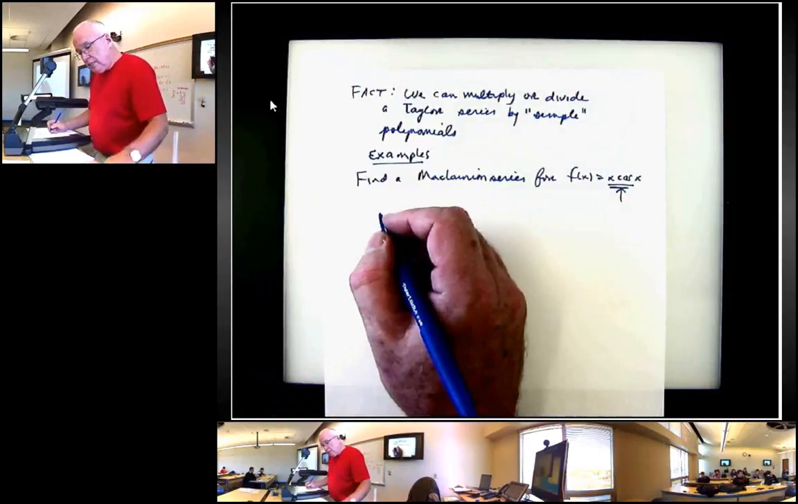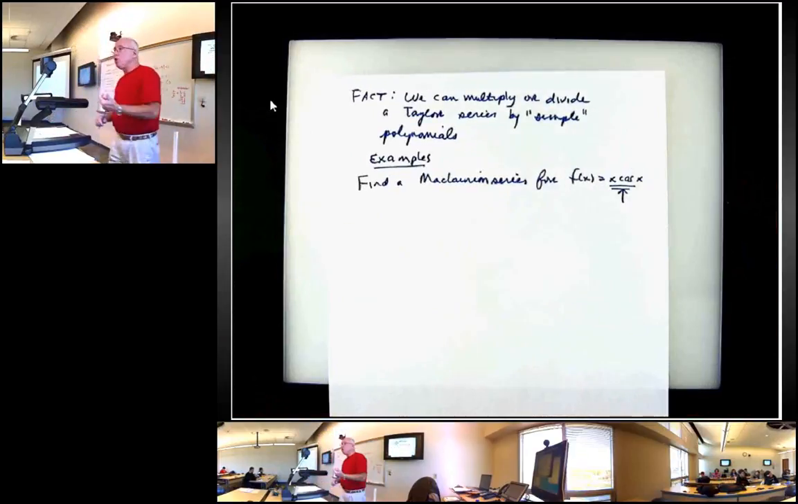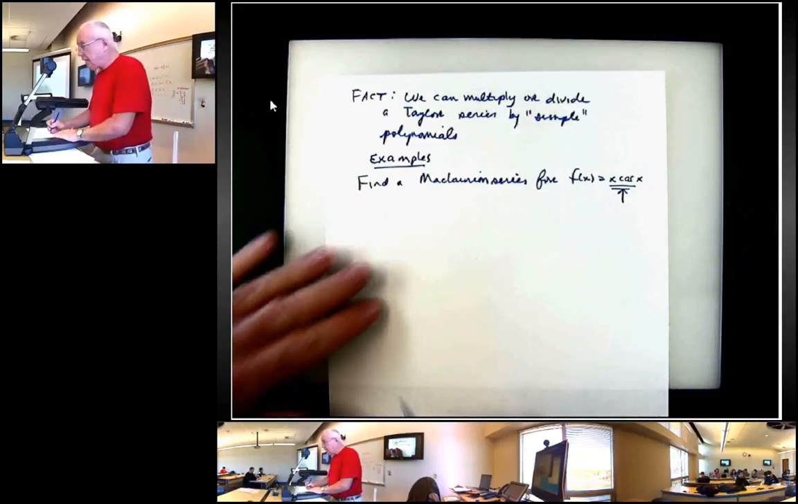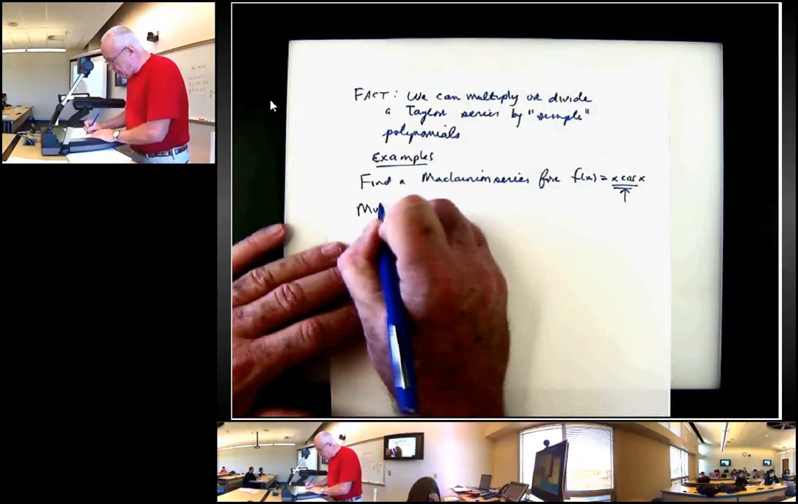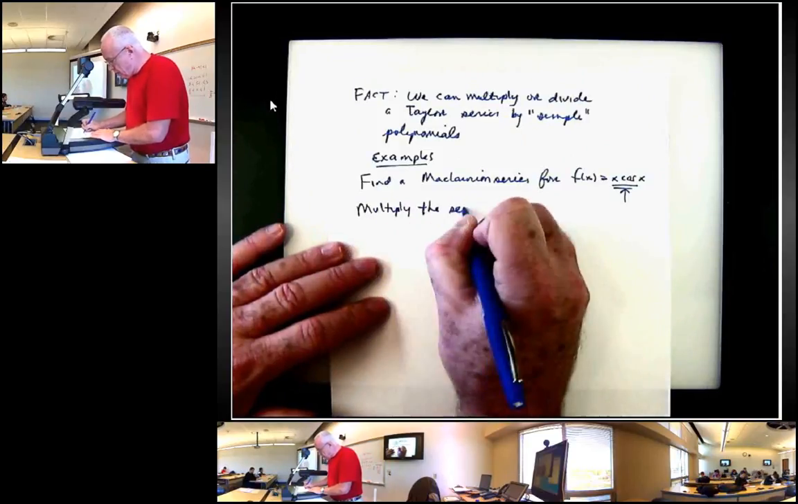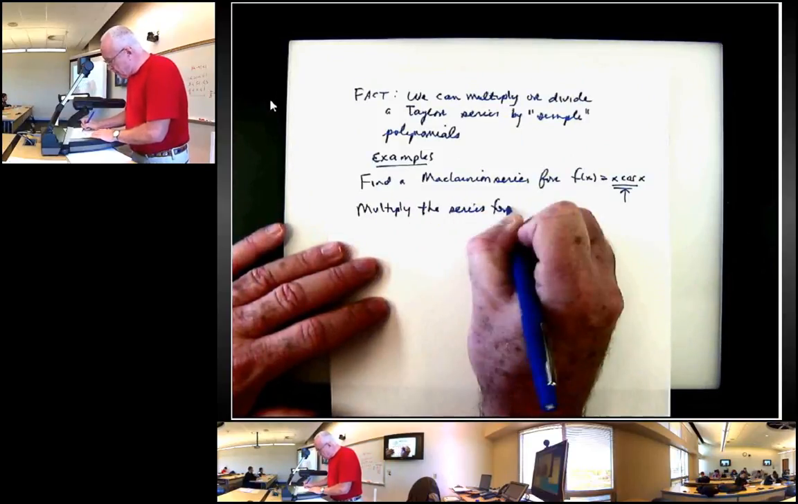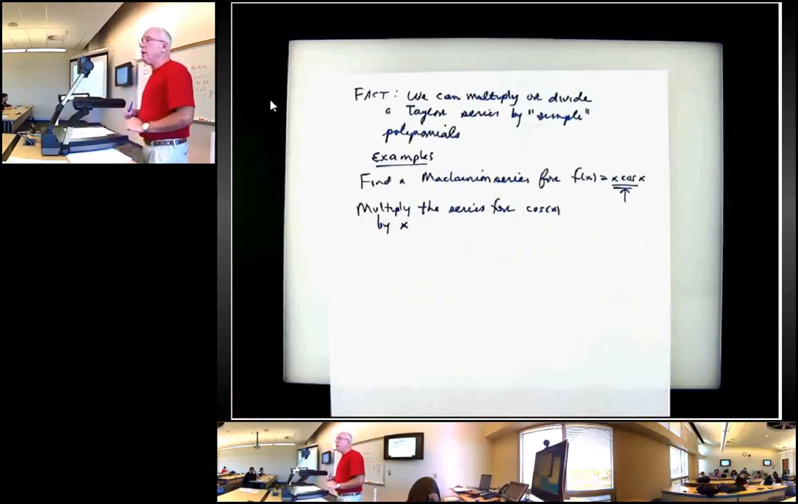All we do is multiply the Maclaurin series for cosine by x, and that's all we have to do. And it'll converge just like the other one does. So just multiply the series for cosine of x by the x that we have multiplied there.